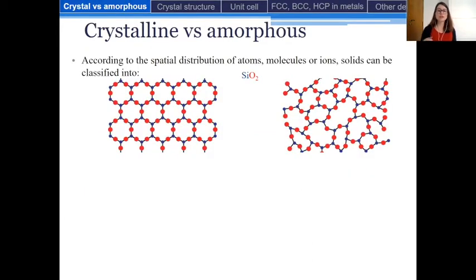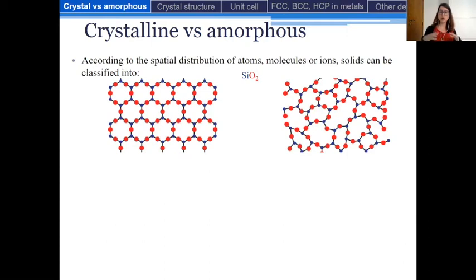Okay. So first of all, let's introduce the difference between crystalline and amorphous materials. Basically, according to the spatial distribution of atoms or molecules or ions, depending on the composition of the material, the solids can be classified into two types. And here is a very simple 2D representation of a distribution of atoms. You have the same chemical composition. Basically, these two materials are composed of silicon and oxygen. So you have two oxygen for one atom of silicon. But you can see that the spatial distribution is quite different.